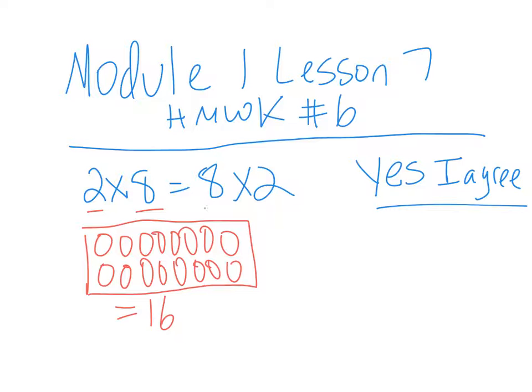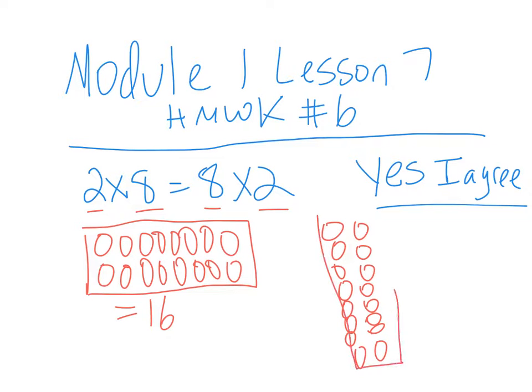If you then draw an array for 8 times 2, that is 8 rows of 2. That's the array for that one. And that is 8 times 2, which also equals 16. So to show the commutative property, both of these equal 16, so the order of the numbers does not matter. You can flip the factors to an 8, and the answer will stay the same.